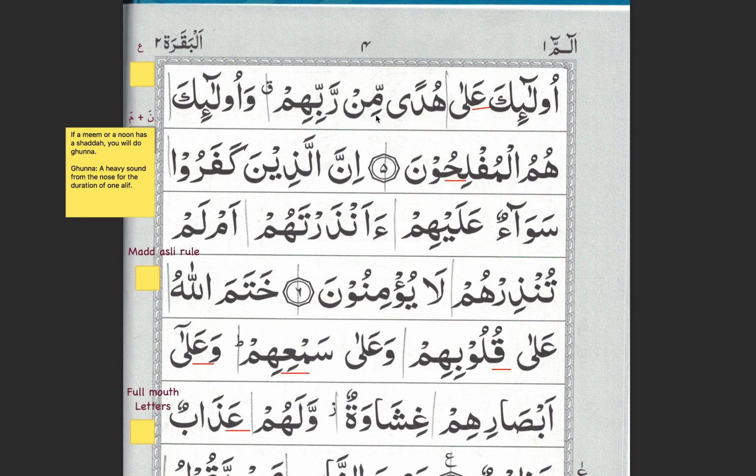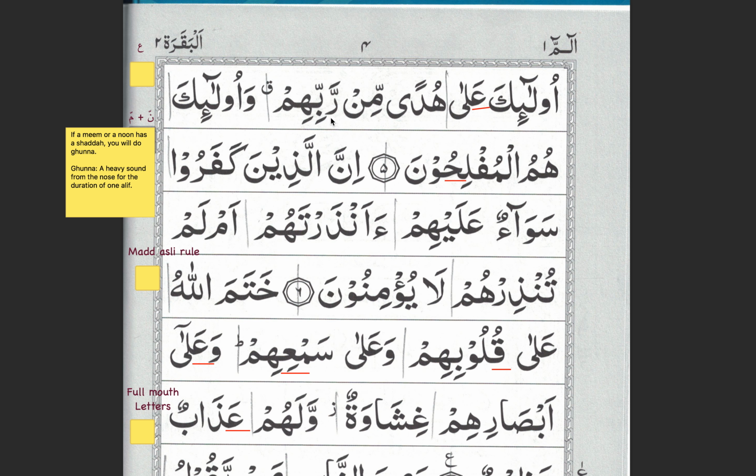So if a mim or a nun has a what? Has a shadda. You will do what? Ghunna. Ghunna means? A heavy sound from the nose. Yeah. So which two letters do you do ghunna on? Mim and nun. Yeah. Okay. So hudammir. Hudammir. Yeah, so the second mim has joined to the ra, then the ra will join to the ba. Rabbihim. Now the whole box all together.